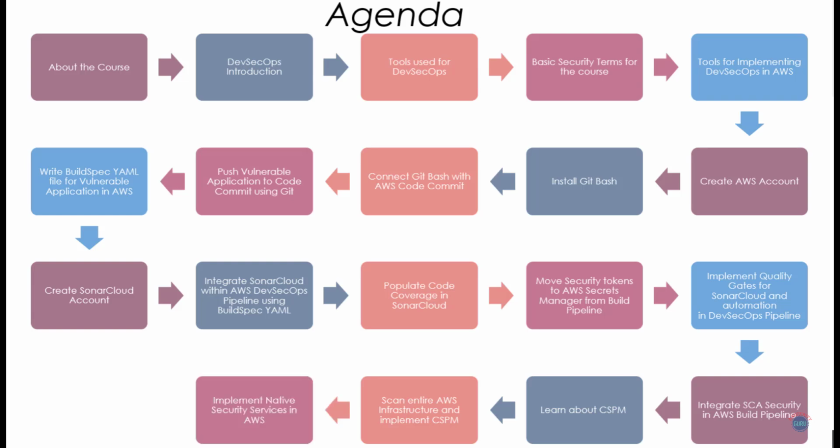Then once we are good with implementing CSPM, we will start implementing native AWS security services. We need to be familiar with all these services because while working on a live environment, you will be given the task of implementing these security services within AWS. It's going to be very helpful.